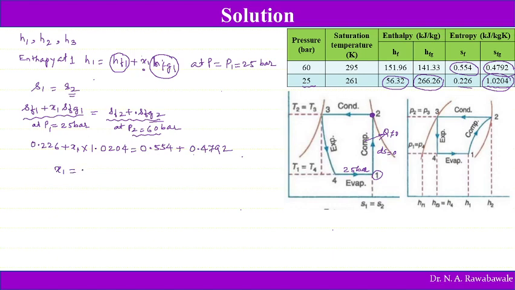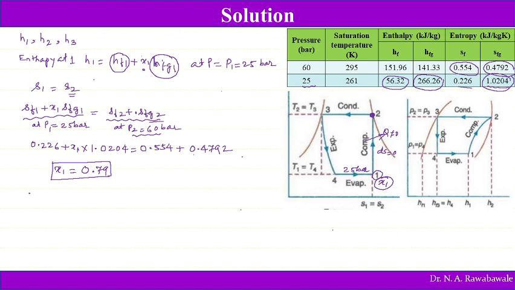Just we will calculate this. 0.554 plus 0.4792 minus 0.226 divided by 1.0204. So this works out as 0.79, the dryness fraction of the refrigerant at point 1. So we know the dryness fraction at point 1, that is X1 is known.